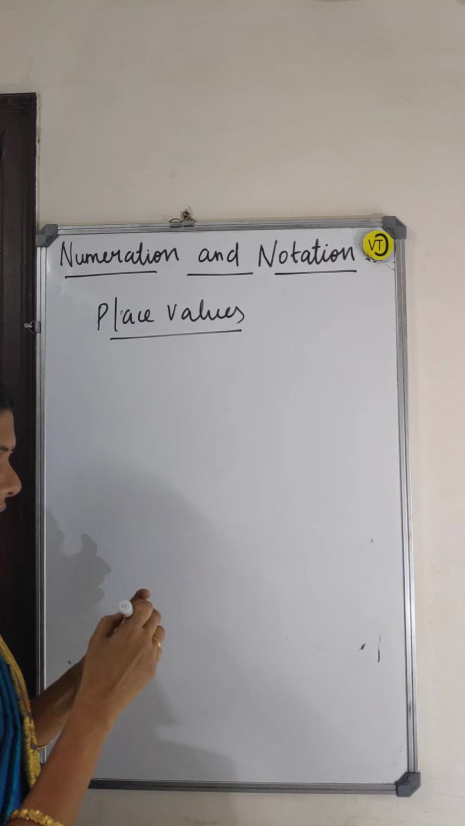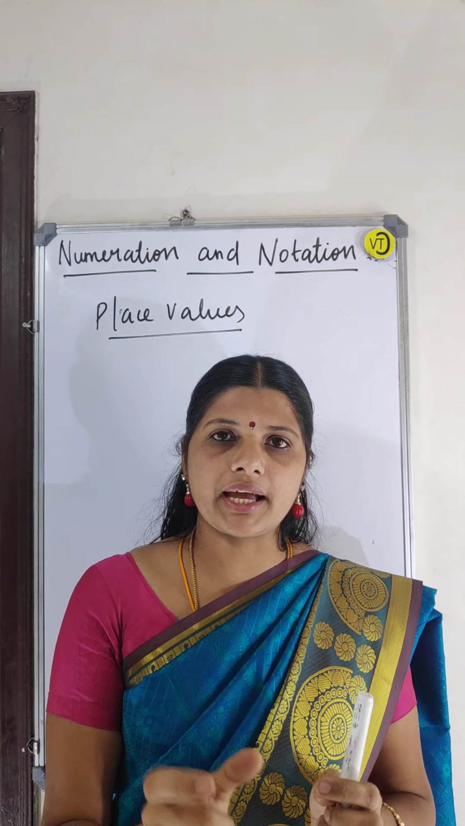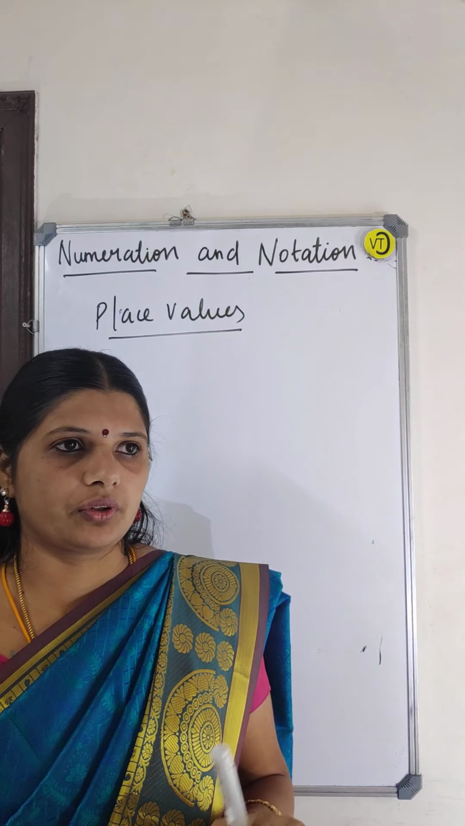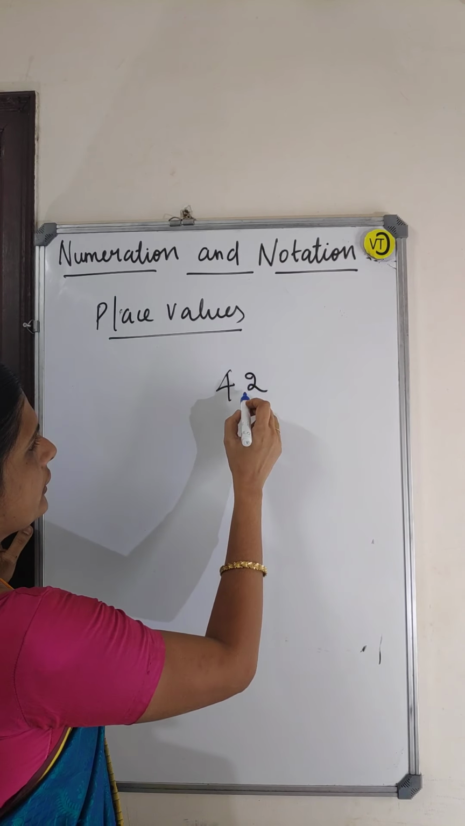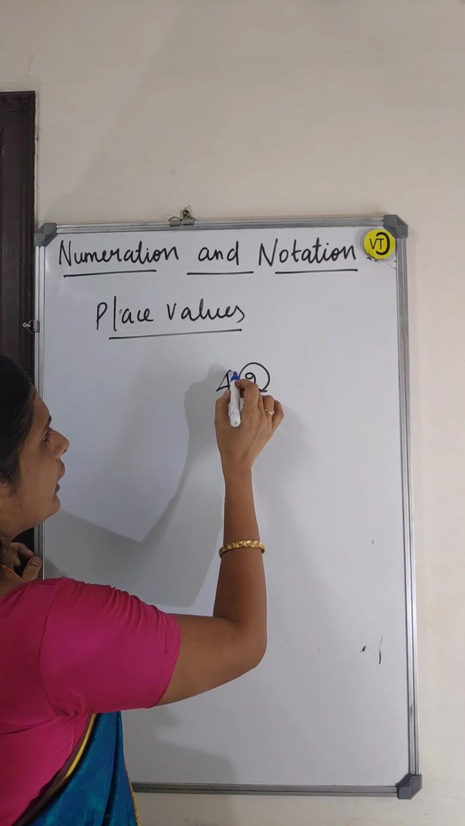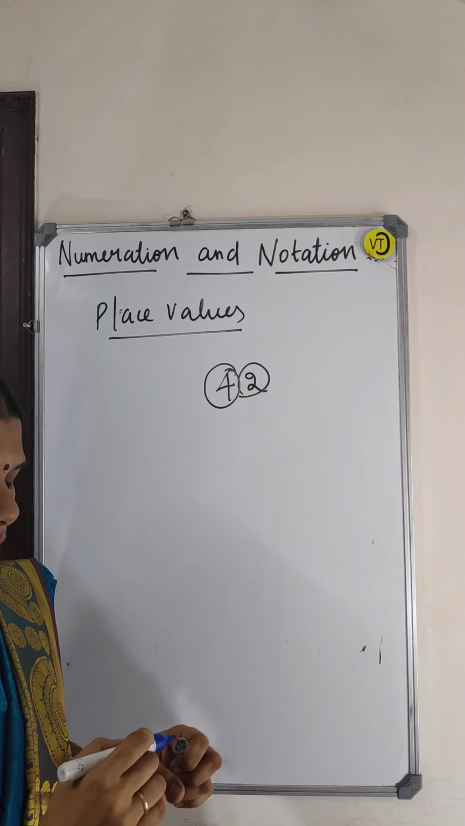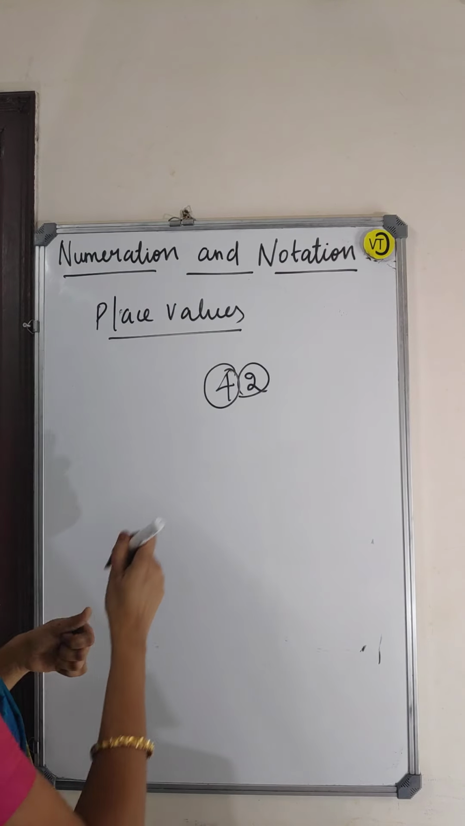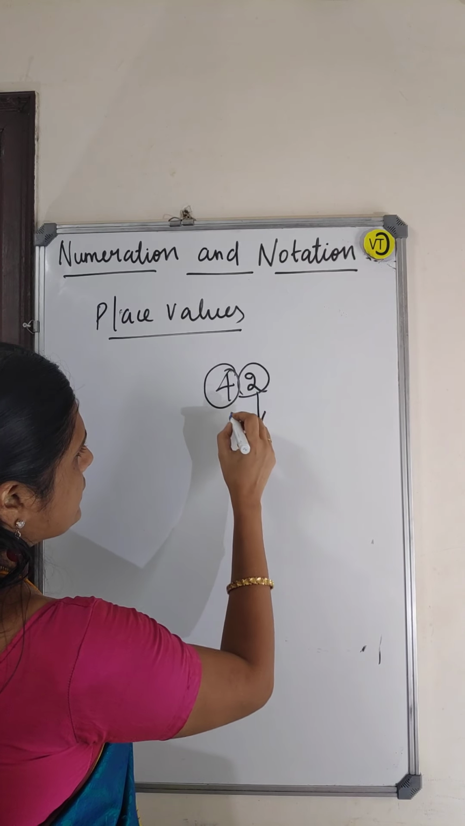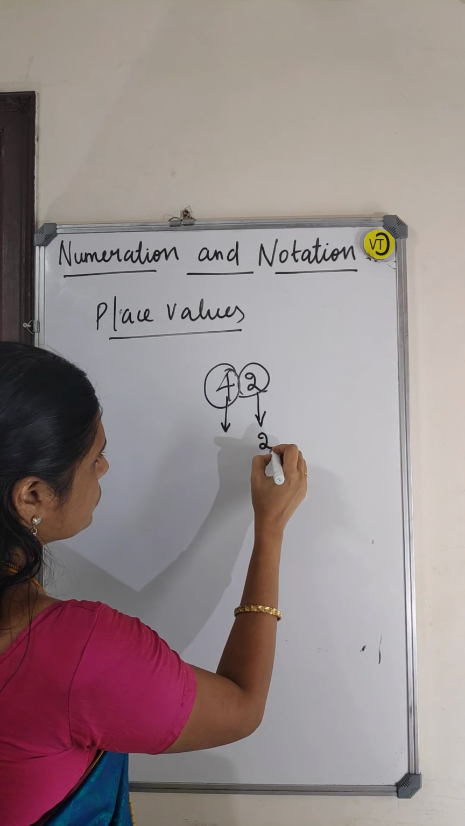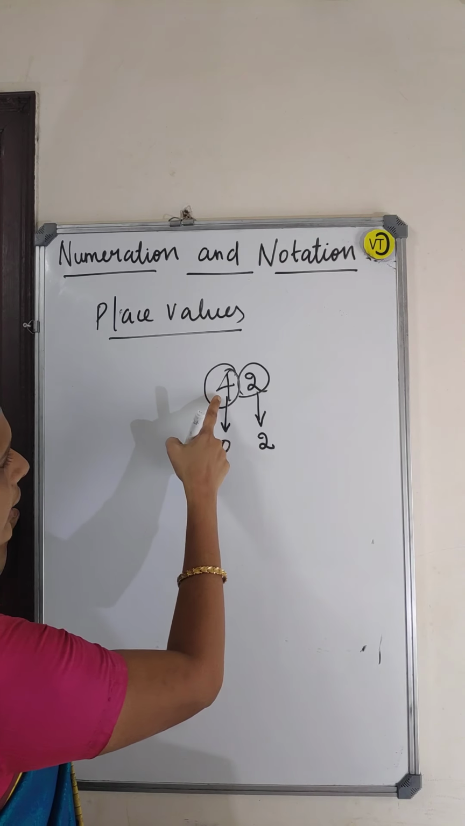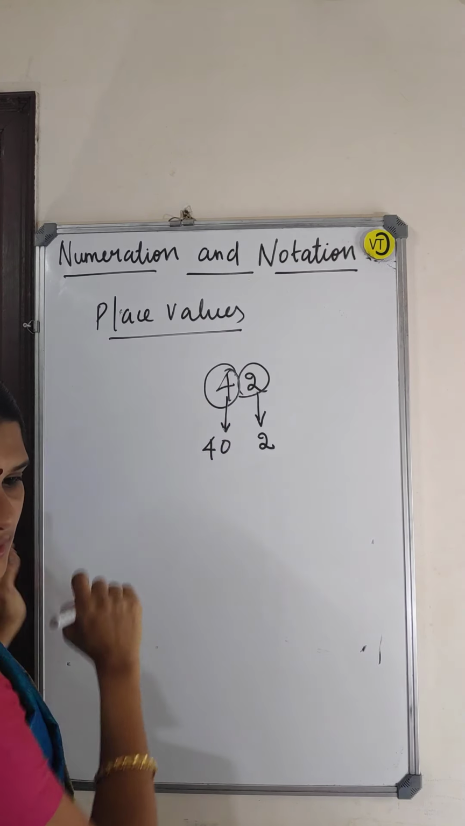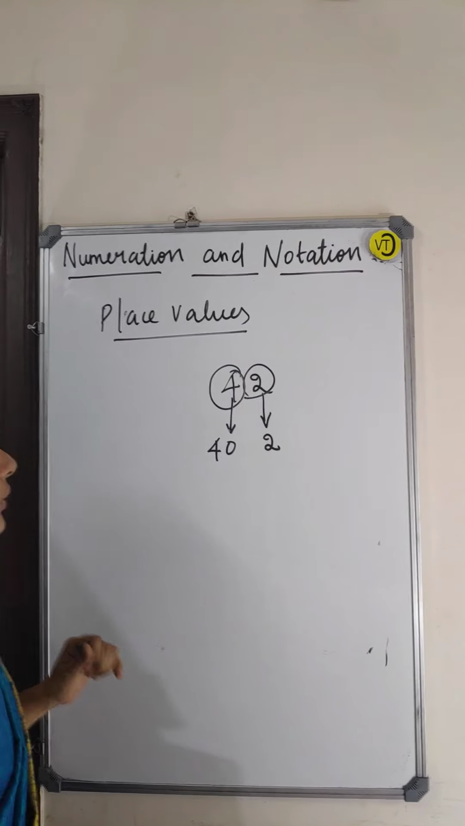Place value means each number is having a value. 42 is there. This number is having one value and this number is having another value. I already told you this is ones, this is tens. The place value of 4 is 40 here.